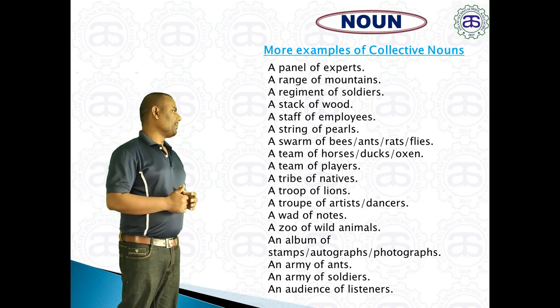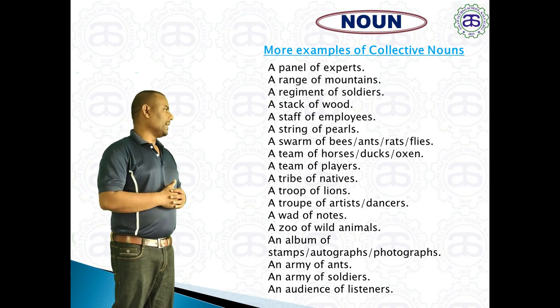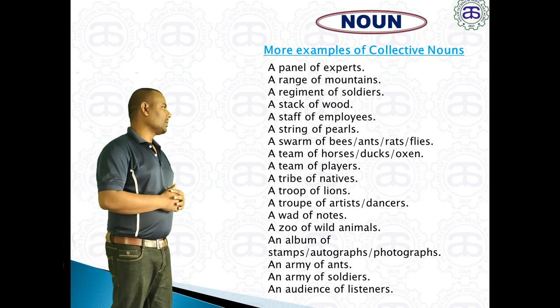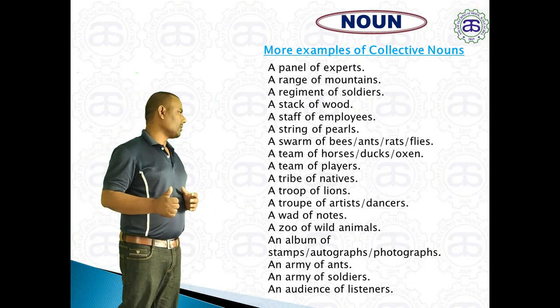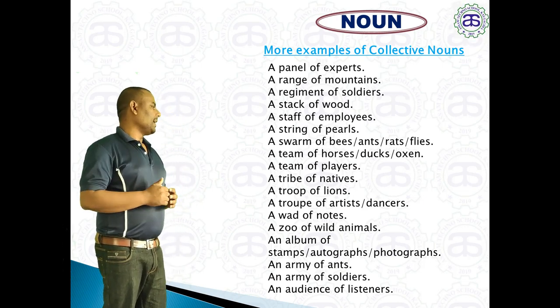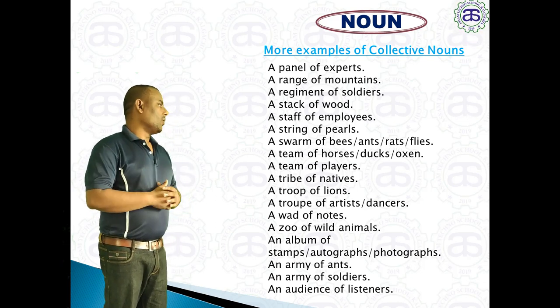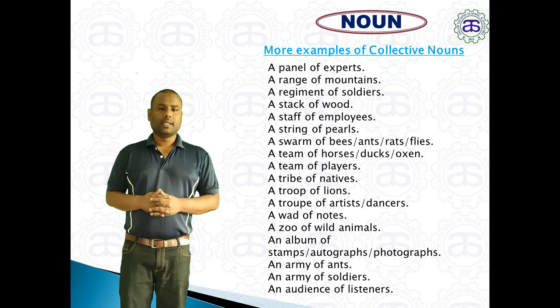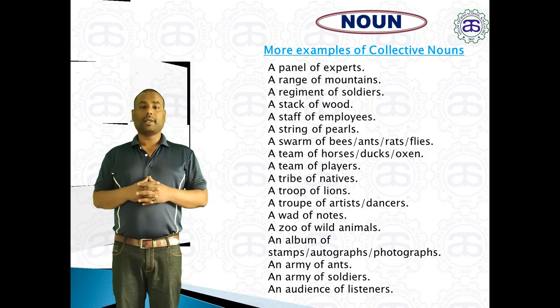players, a tribe of natives, a troop of lions, a troop of artists, dancers, a web of gnomes, a zoo of wild animals, an album of stamps, photographs, autographs, an army of ants, an army of soldiers, and an audience of listeners. So from all these examples, I hope the concept of collective noun is clear to you.